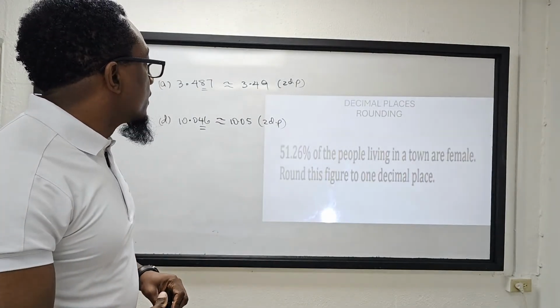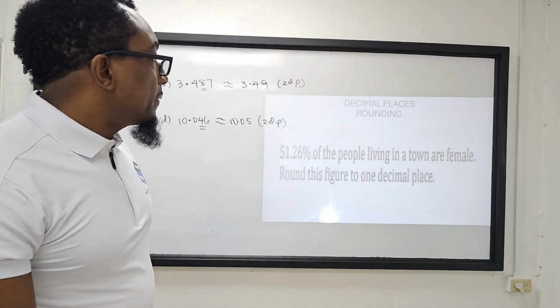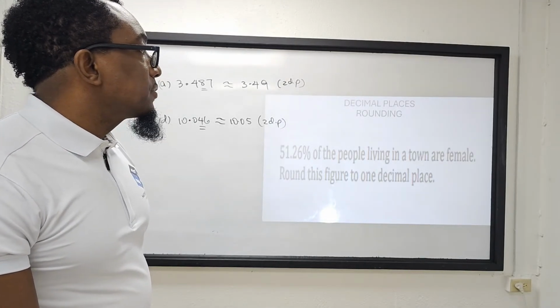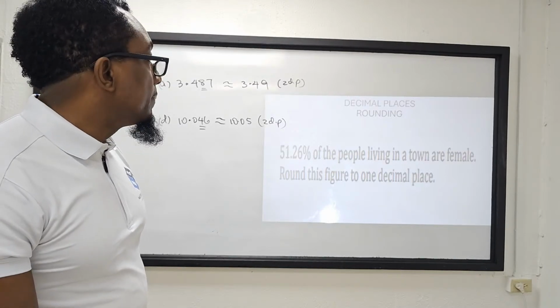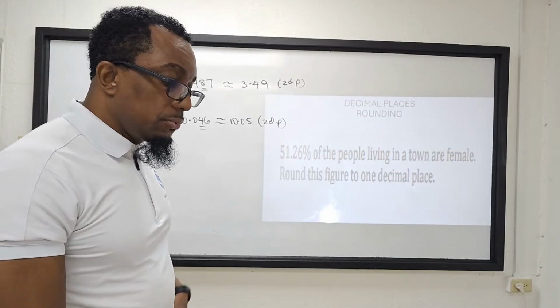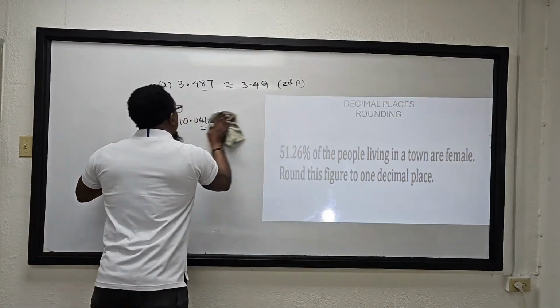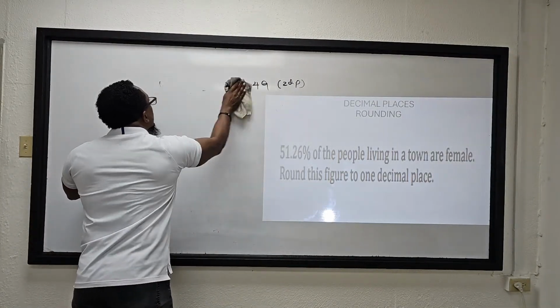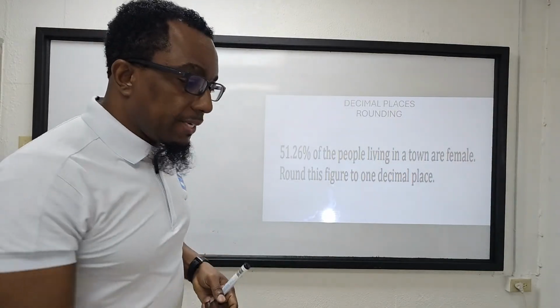Alright? So let's look at here. 51.26% of people living in a town are female. Round this figure to 1 decimal place. Let's round that to 1 decimal place.